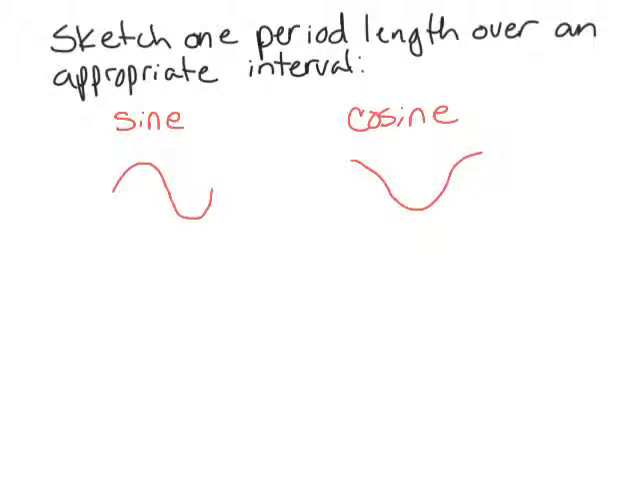A couple things just to write down before we get started. What you want to do is, first of all, list the amplitude, period, and phase shift, because you're going to use those to create your scale. So you do find those three things.